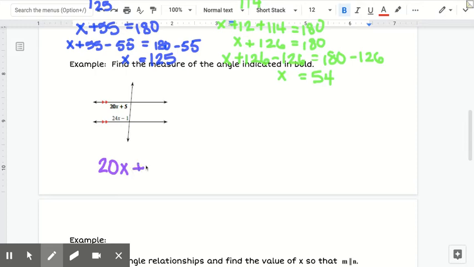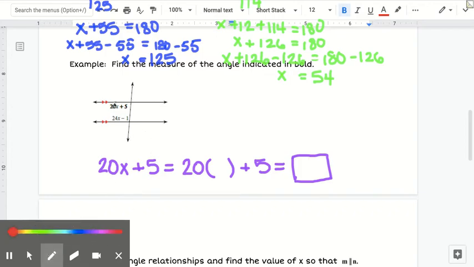I'm going to say 20x plus 5 is equal to, and then I'm going to write 20 times something plus 5 equals, and then whatever I get for that calculation after I found x, that's going to be my answer. So ready to go back and find x now.